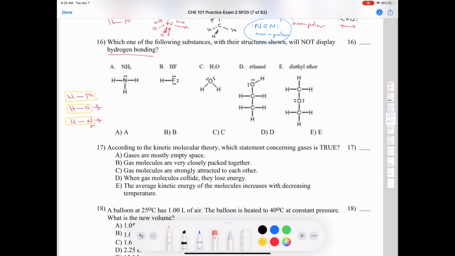Well, if I look at A, you can see I've got 3 nitrogen-hydrogen bonds, so that can have hydrogen bonding. Also HF, that's definitely got a hydrogen-fluorine bond in it. If you look at water, it's got 2 hydrogen-oxygen bonds. I'm just going to box one of them. And this next molecule, ethanol, also has an oxygen-hydrogen bond. Now, if you look at diethyl ether, there is an oxygen atom in the molecule, but there is no oxygen-hydrogen bond, so no OH bond. Therefore, there's going to be no hydrogen bonding with diethyl ether.